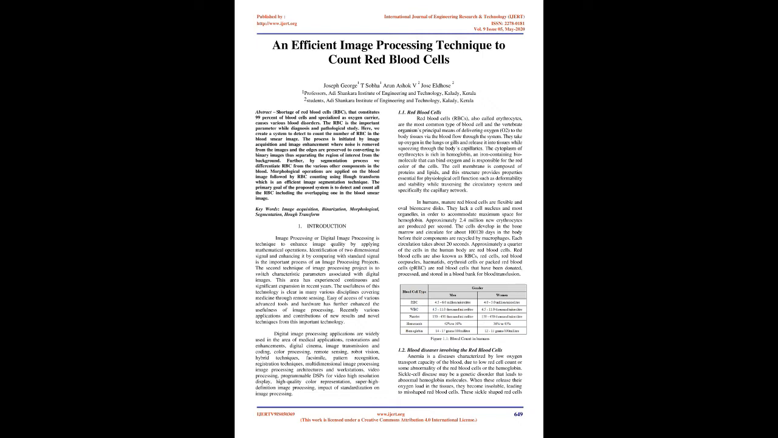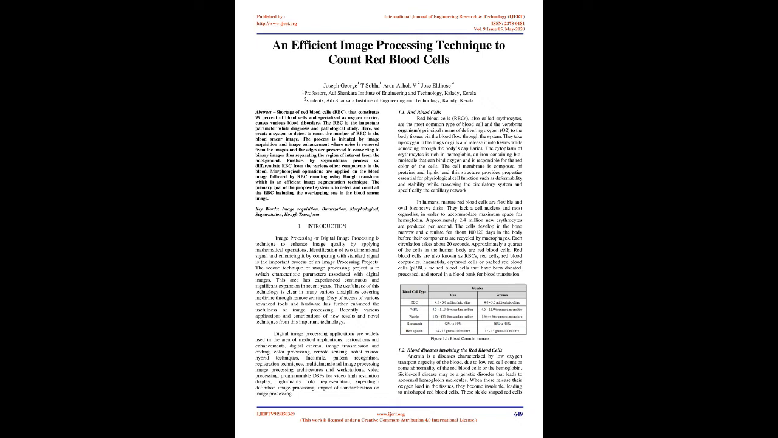and coding, color processing, remote sensing, robot vision, hybrid techniques, facsimile, pattern recognition, registration techniques, multidimensional image processing architectures and workstations, video processing, programmable DSPs for video, high-resolution display, high-quality color representation, super high-definition image processing, impact of standardization on image processing. 1.1 Red blood cells.